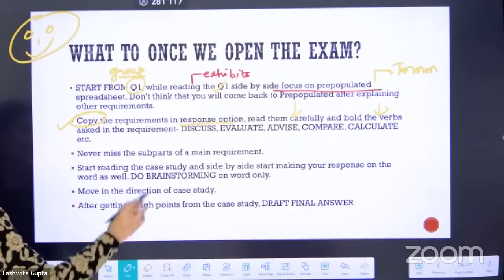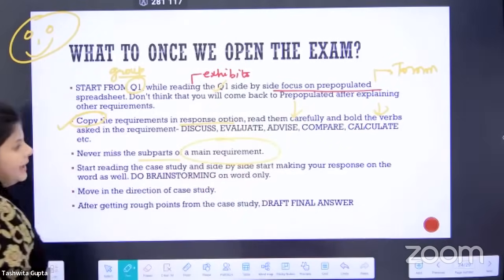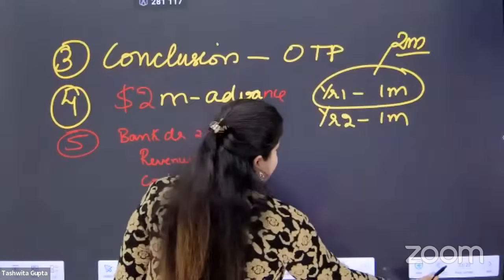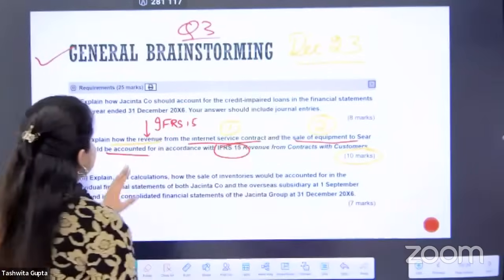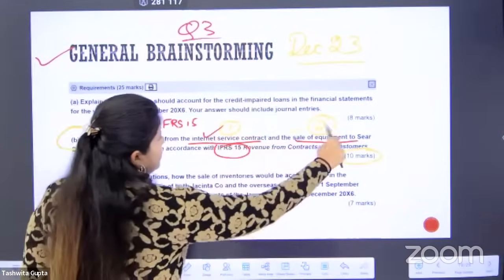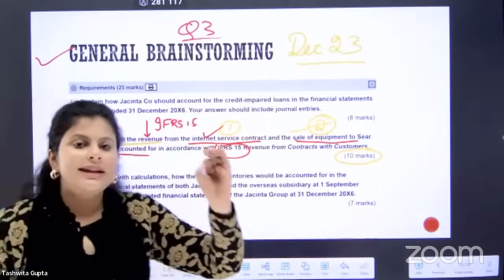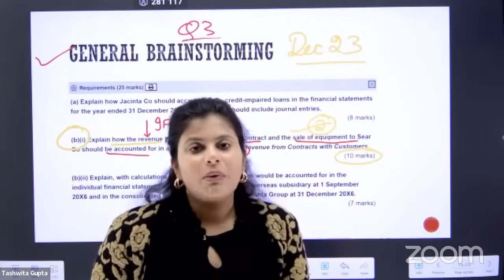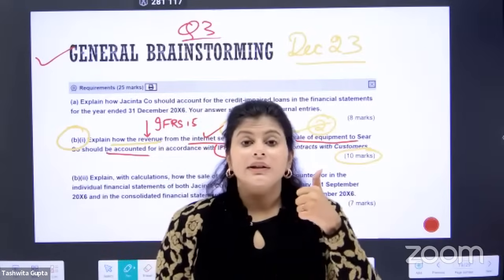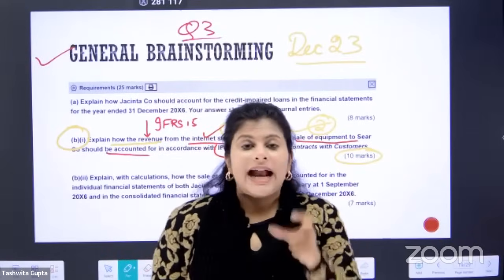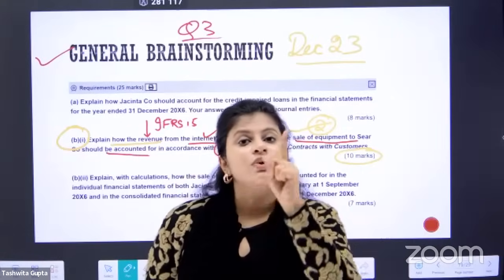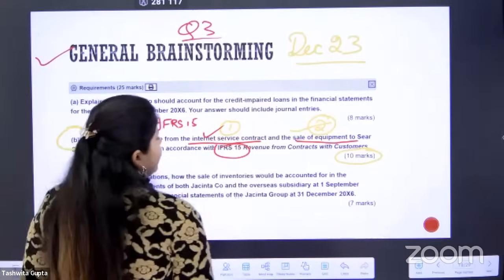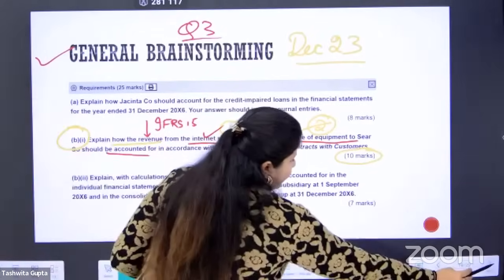Then never miss the subparts of a main requirement. Like in this question which we just did, in this requirement, they asked you 2 things, not 1. But with careless reading, I could have missed any one of them. So it's very important that you read the requirement properly. You copy it, paste it, you bold the verbs, and you bold what is asked. There are subparts to one requirement. Here one part was internet service, another part was sale of equipment.